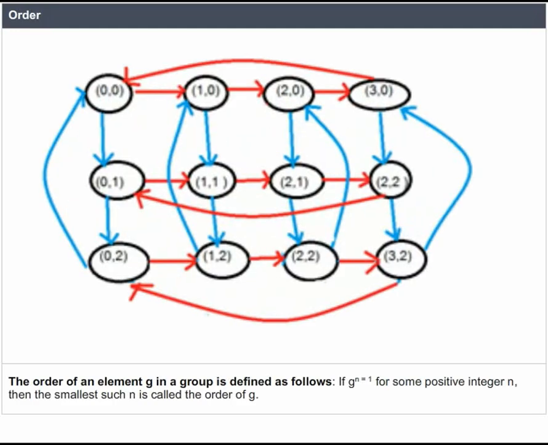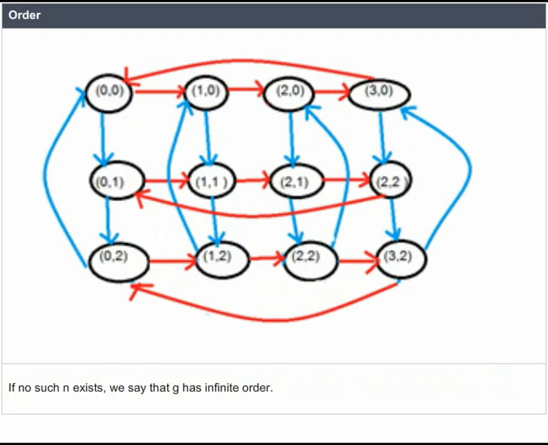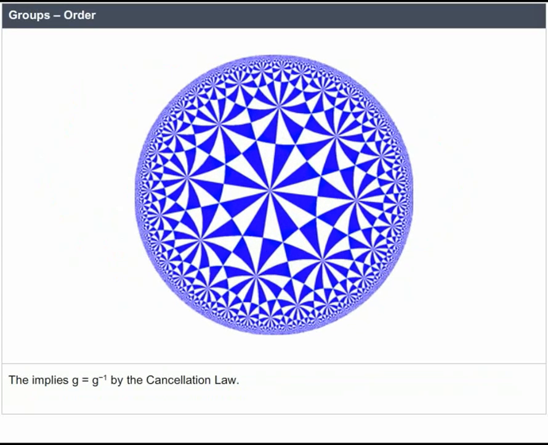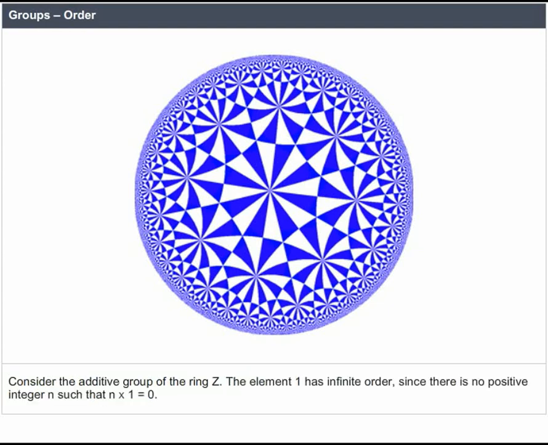Order. The order of an element g in a group is defined as follows. If g^n = 1 for some positive integer n, then the smallest such n is called the order of g. If no such n exists, we say that g has infinite order. Consider the additive group of the ring Z. The element 1 has infinite order since there is no positive integer n such that n·1 = 0.